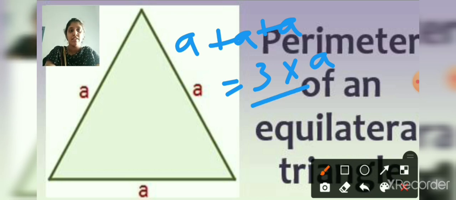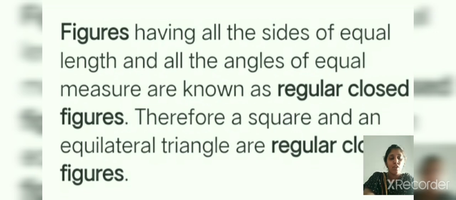Okay, so this is the formula for finding the perimeter of an equilateral triangle. Clear, children? We saw the perimeter of a square and the perimeter of an equilateral triangle. What is similar in these two cases? Both figures have all sides equal, and if you look at the angles also, in a square every angle is equal to 90 degrees. So all angles are equal in a square.